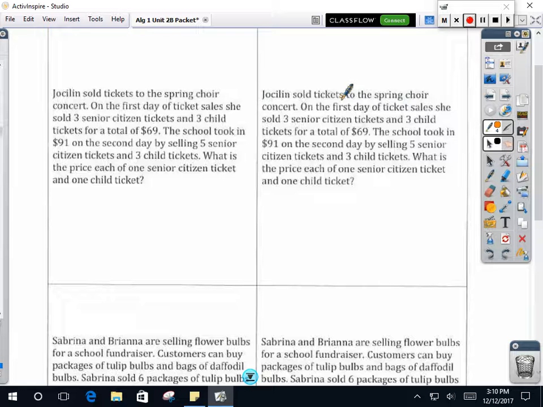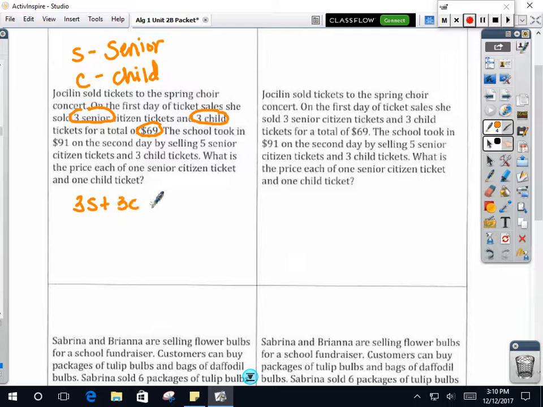So what are our unknowns? Right, senior tickets, which we'll label as S, and children's tickets, which we'll label as C. Now we need to line up a plan. If there were 3 seniors sold and 3 children sold for a total of 69, what does that equation look like? 3S plus 3C. Okay?